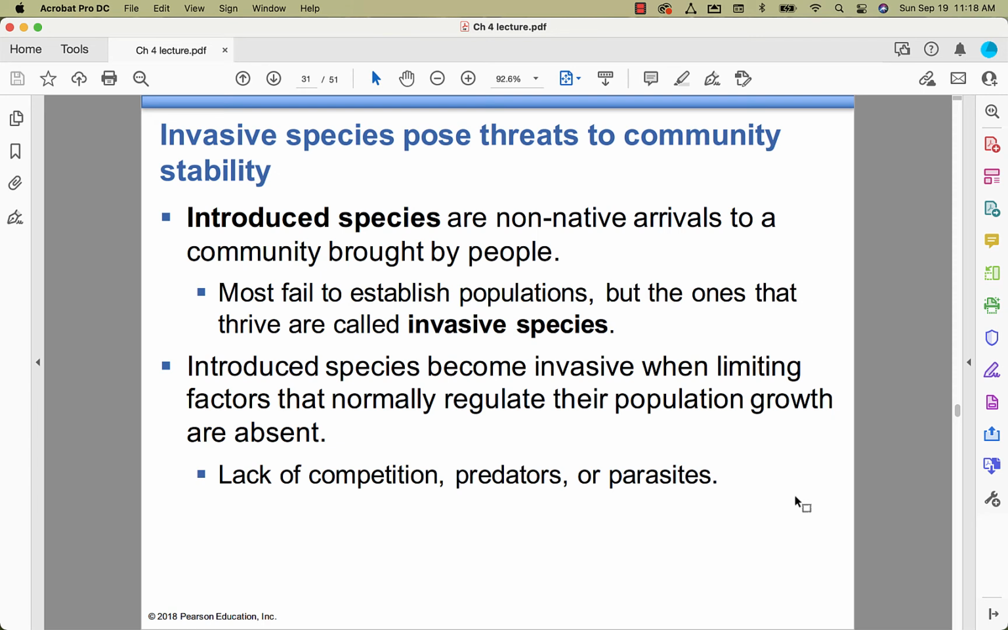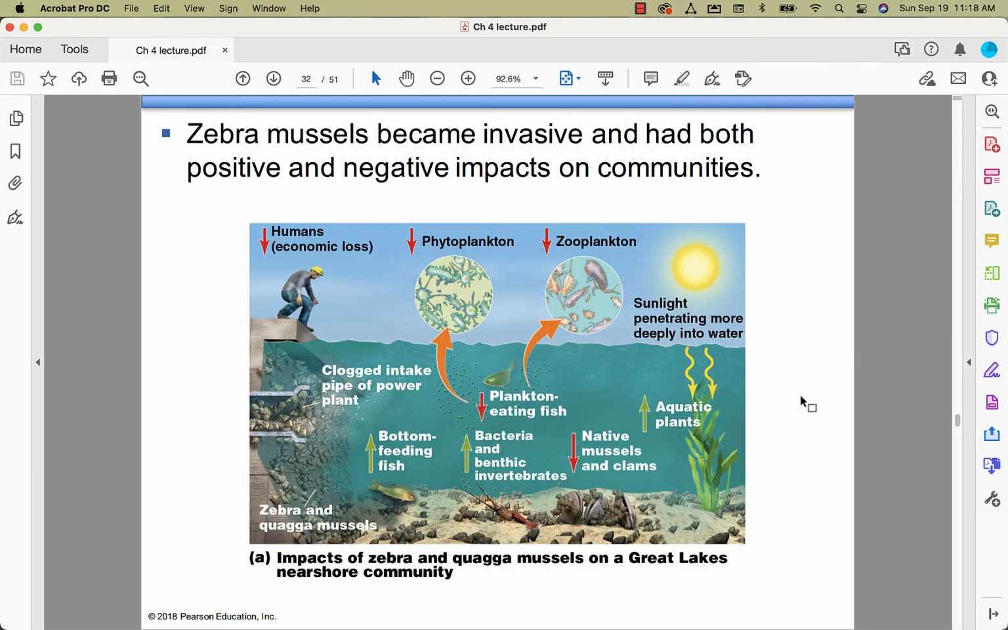Introduced species can become invasive when the things that normally regulate their population growth aren't a thing. So there's no competition, there are no predators, there are no parasites. Once that happens, they grow gangbusters. Zebra mussels were introduced accidentally, and they became invasive because they didn't have any of those factors, and they had positive effects and negative effects on the Great Lakes community.